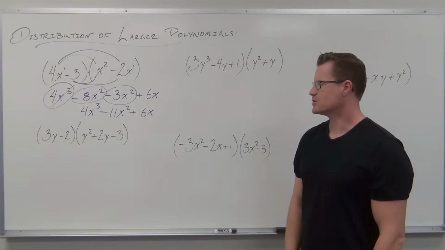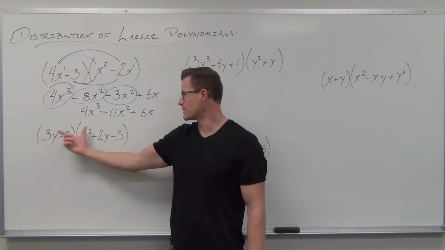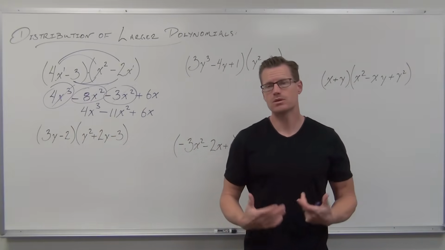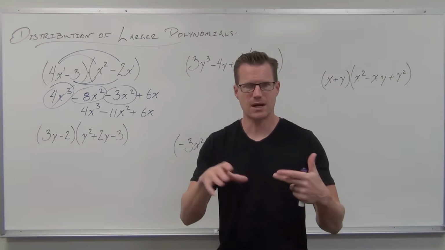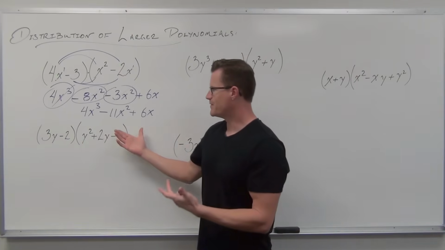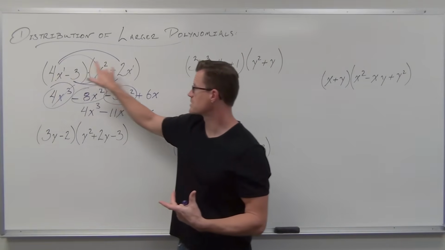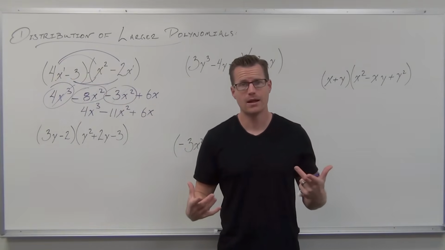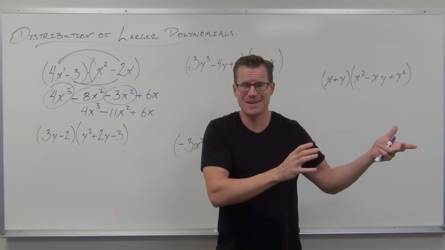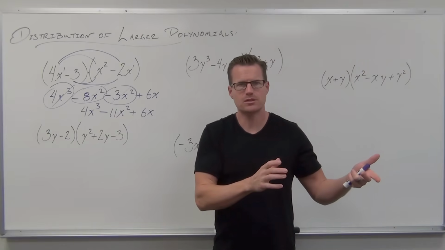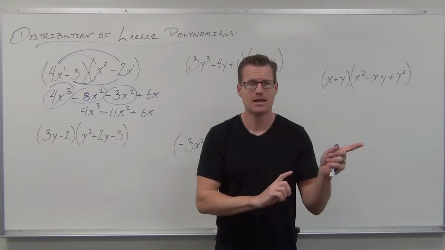How does it change when we have two terms times more than two terms? It doesn't really change. If you're used to that acronym FOIL, first, outside, inside, last, that starts falling apart right now, because FOIL works great for two terms times two terms. But if you have more than that, you're going to have to FOIL for however many terms you have. It's kind of fun to say, but you can get pretty lost looking for first and outside and inside and last, because you have a lot of insides.